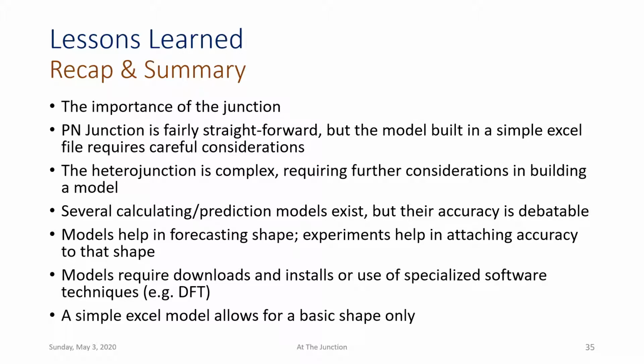And the models help in forecasting the shape, but it is the experiments that help in attaching accuracy to that shape. There are several models that require downloads and installs or use of specific software techniques such as DFT. However, the simple Excel model is easy to use, but it allows for a basic shape of the band diagram only.